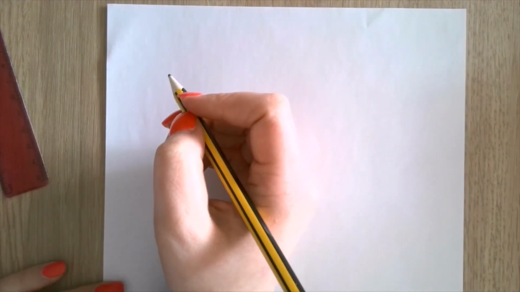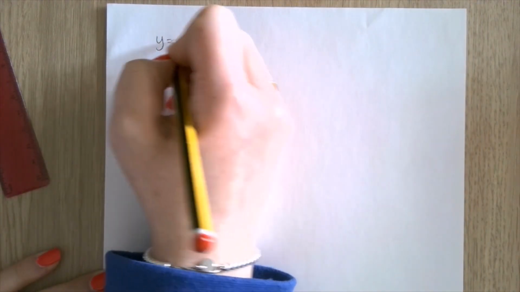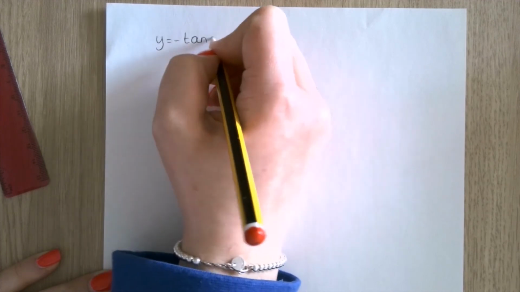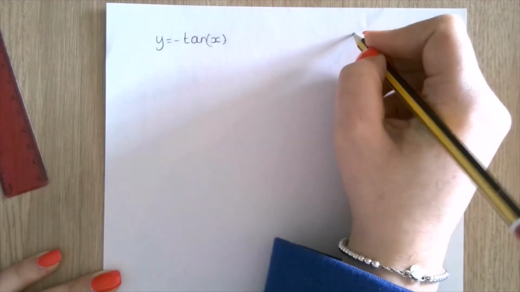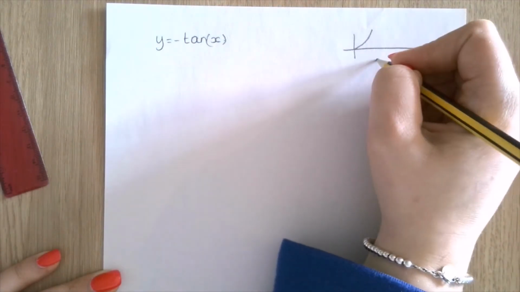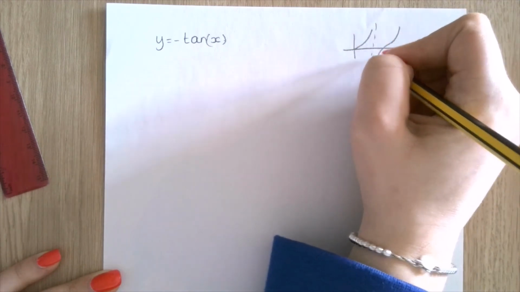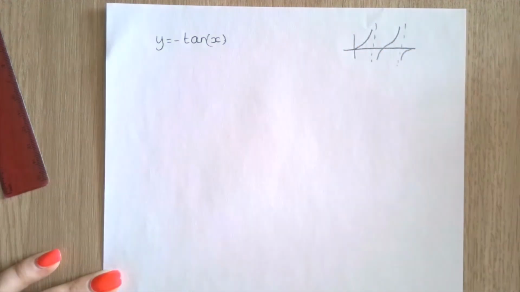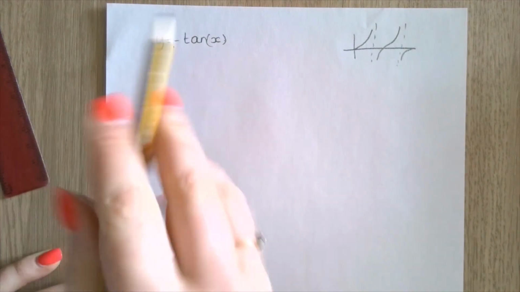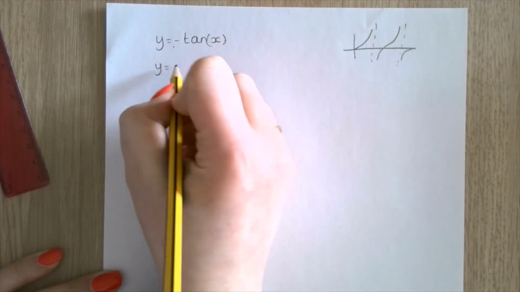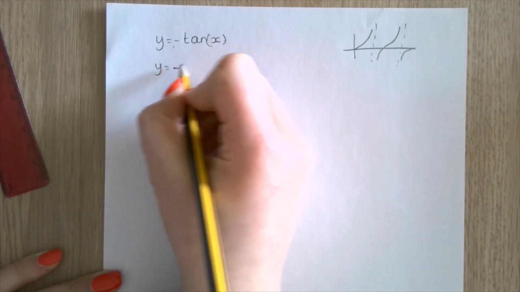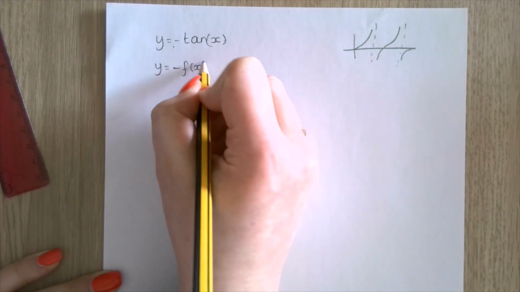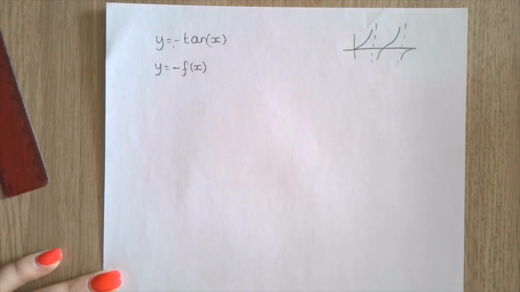Okay, so let's do the full set. Let's have y equals minus tan of x. So we know my tan graph looks like that. I'm going to have a reflection in the x-axis again. I need to multiply my y values by -1 because I have got y equals minus f of x.